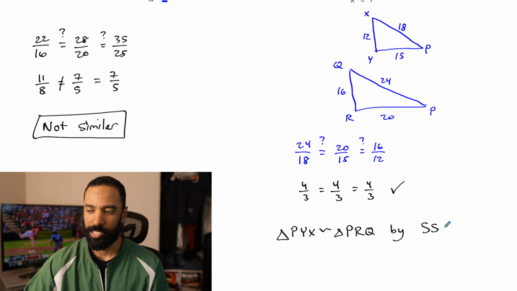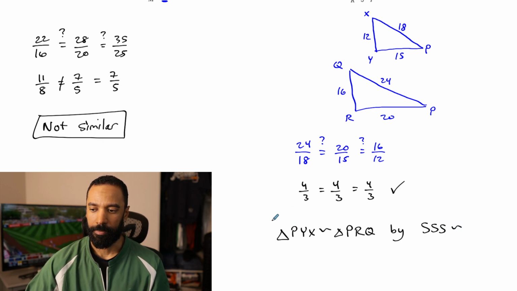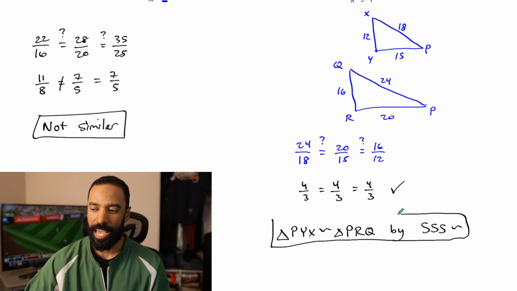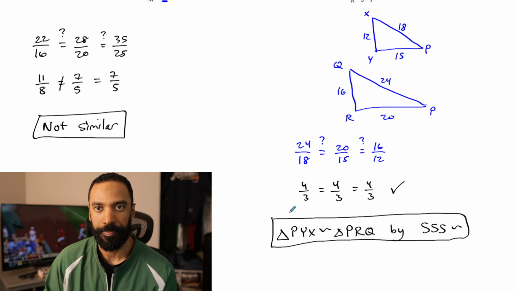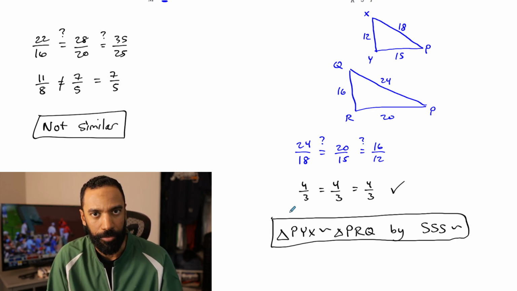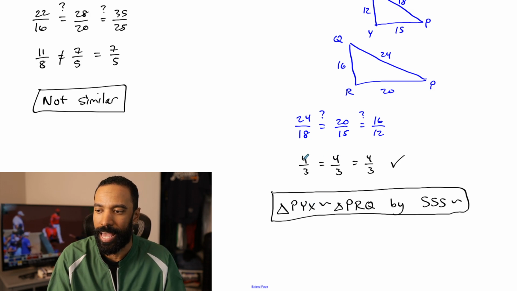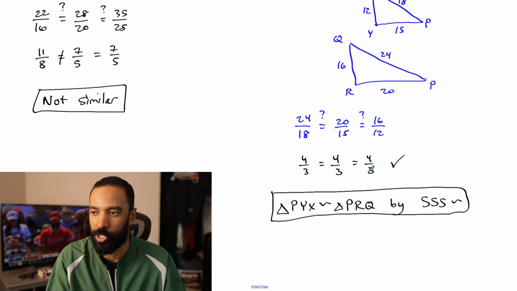This is called the side-side-side similarity theorem. And I showed that. You have to demonstrate that that's true. It's like a proof without having the proof, right? So you have to demonstrate that, and I did. All three sets of sides are in proportion with each other.